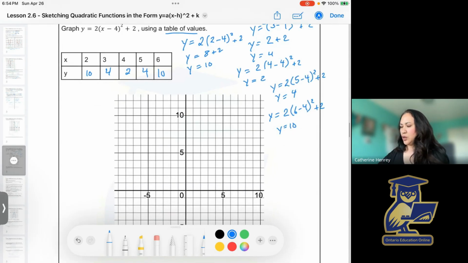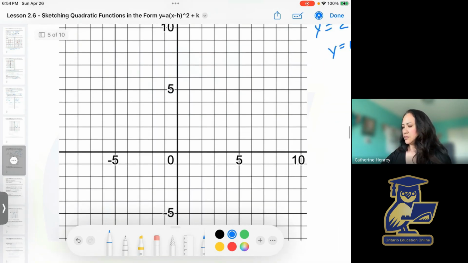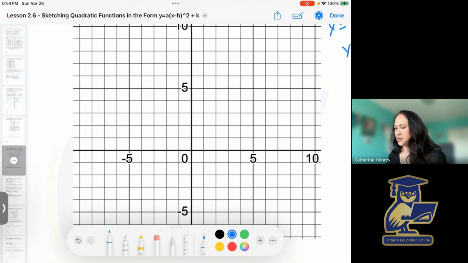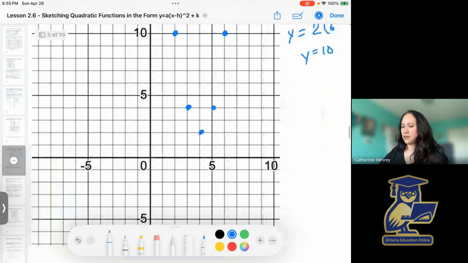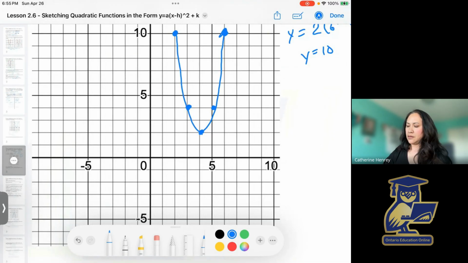So I'll go ahead and plot these points. And I have (2, 10). So (2, 10), it's way up here. I have (3, 4). I have (4, 2). (5, 4). And then (6, 10). So I'll draw in my parabola there.